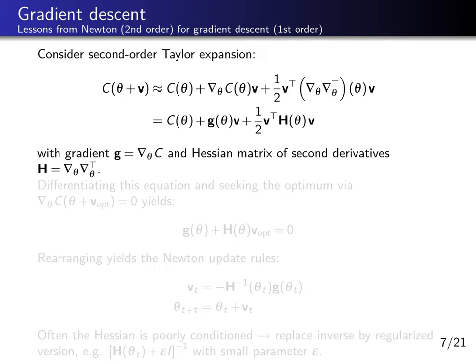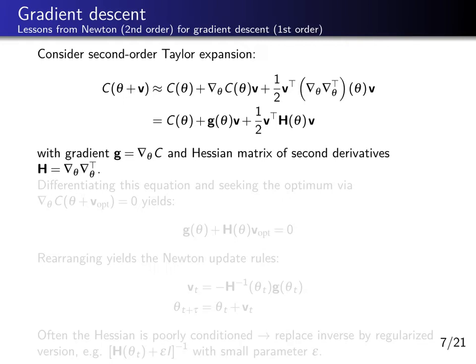So what do we need for that? We need the value of the loss function itself at the parameter set theta. We need the gradient at theta, and we need the Hessian matrix of second derivatives at theta. And then together with the vector v, we can write down the expression of the second order Taylor expansion around C of theta.